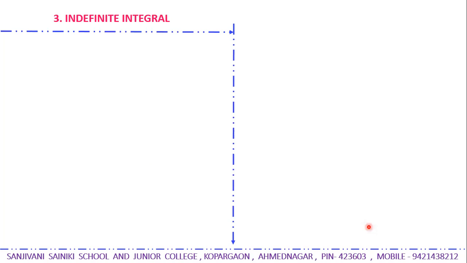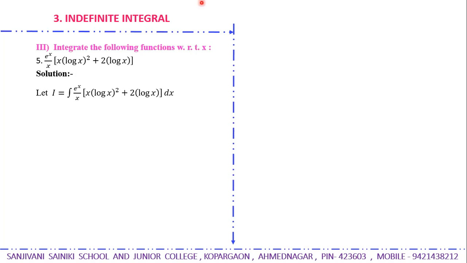Now the next example: e^x/x [(x log x)² + 2 log x]. Here we can't see anything like the corollary e^x [f(x) + f'(x)], but e^x is there. And each of these, if you see, is a composite function: log x something squared, (log x)².